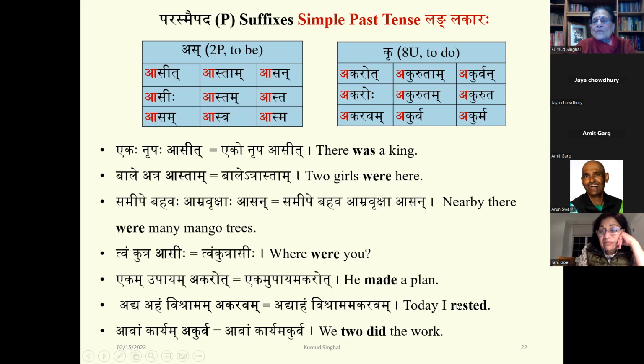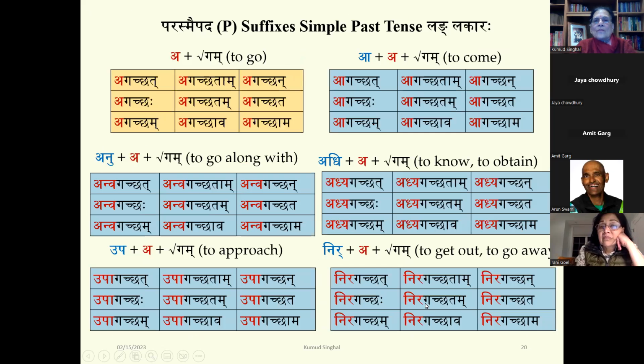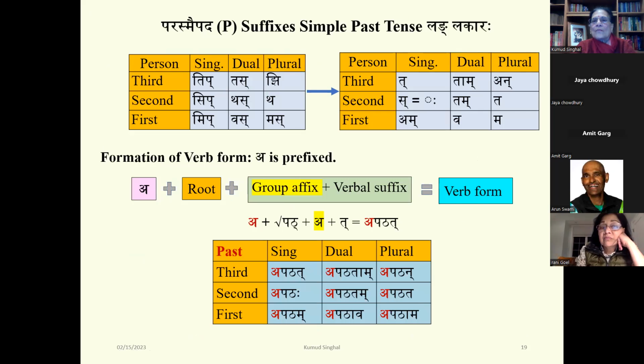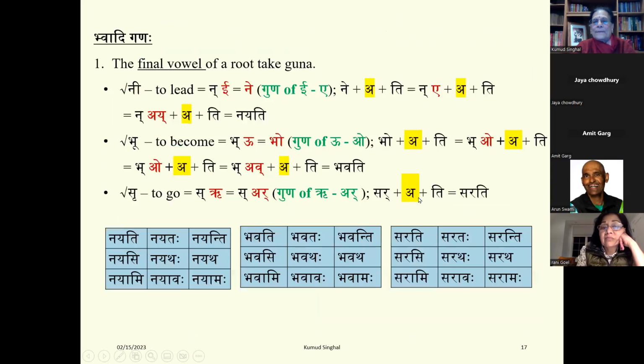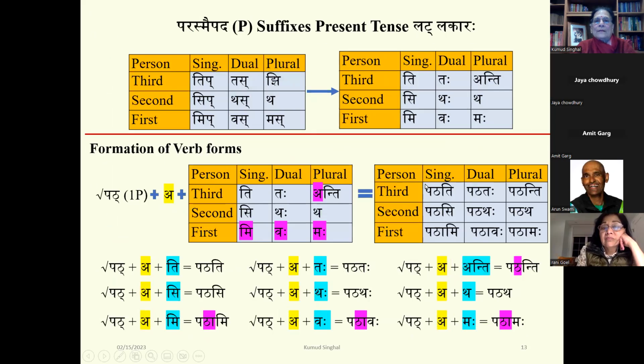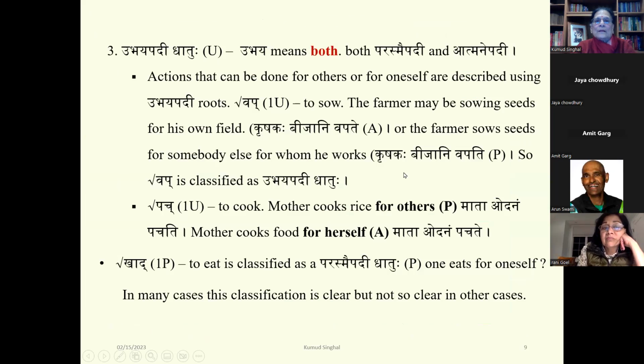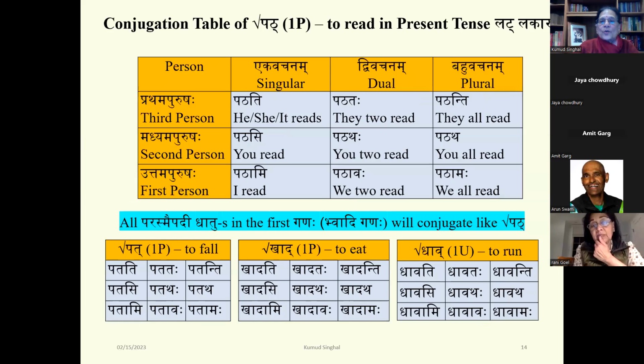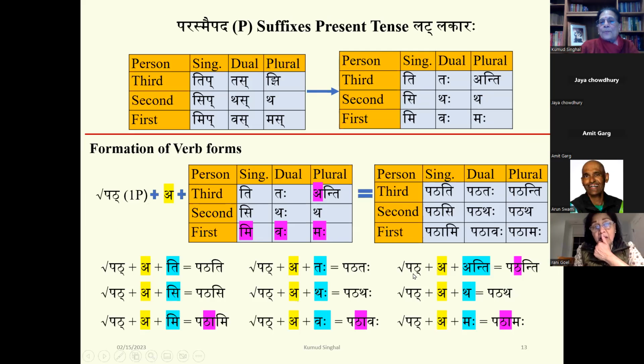Yeah, so when you were going through the Parasmaipadi, it appears that whenever we add that suffix, right? The group suffix a for bhavadi. But when it is followed by another a, as in anti, we drop one of them. Is that correct? Yeah, that's it. That was the rule here. See, but if you form this form here, right?